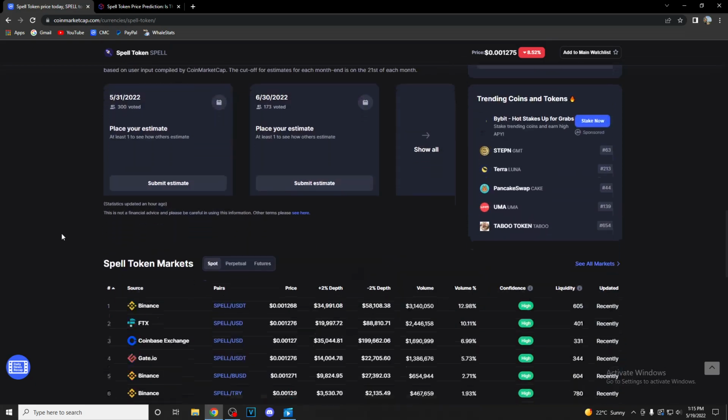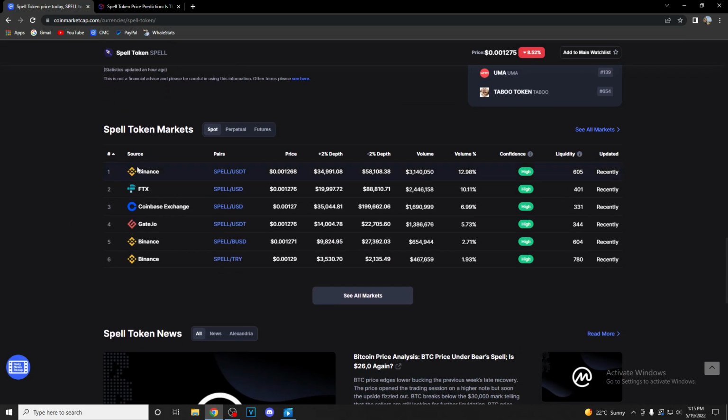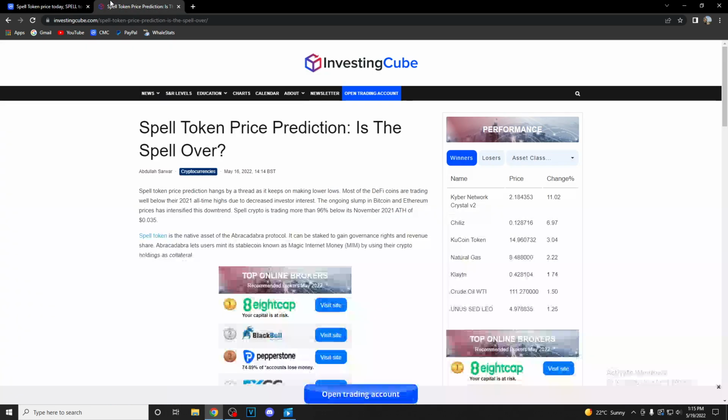Let's first take a look at the Spell token markets. Basically, on Binance, we are having Spell/USD, USDT, Spell/BUSD, and Spell/TRY. Then we are having Gate.io with Spell/USDT, Coinbase, and FTX with Spell/USD. So guys, investing cube, Spell token price prediction, is Spell over?